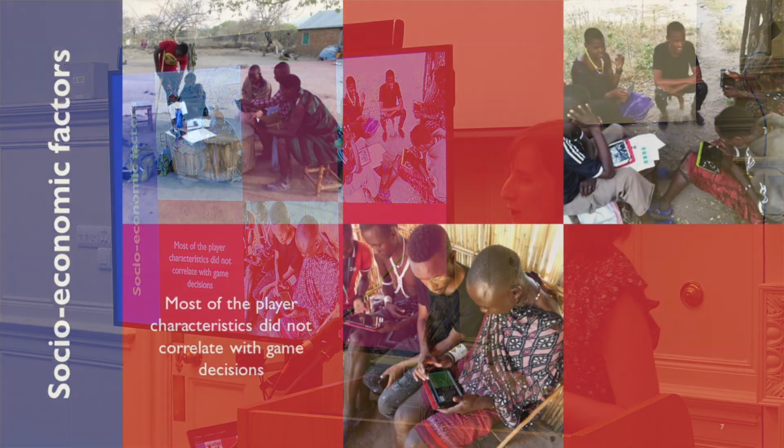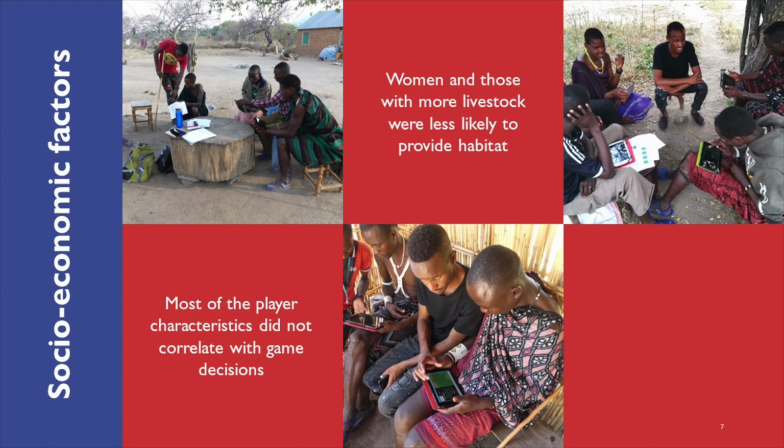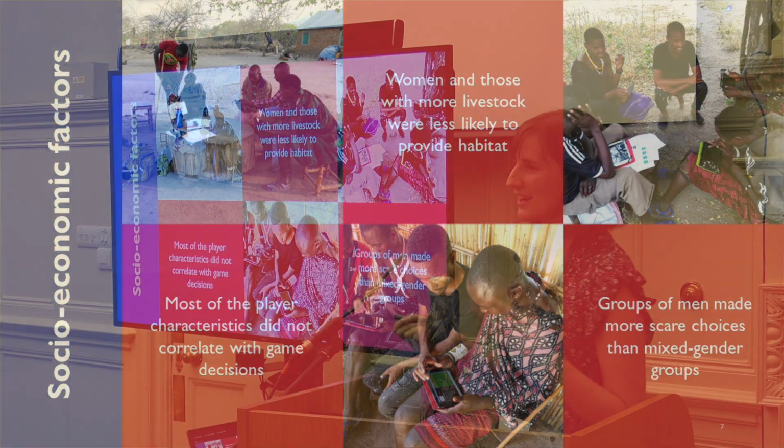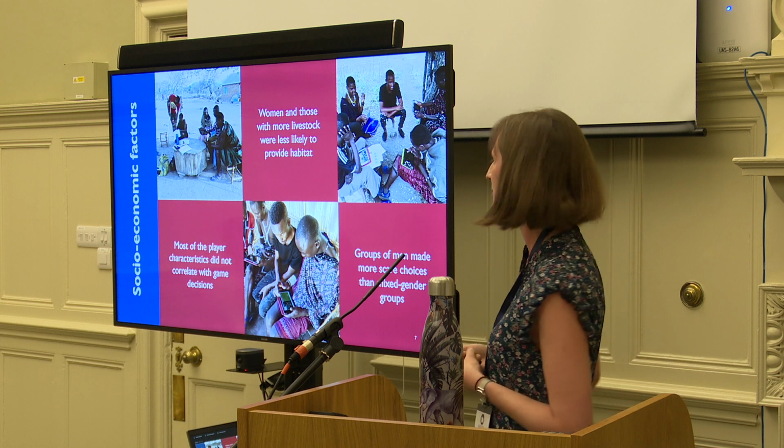In terms of the socioeconomic factors, what we found was that actually most of the player characteristics did not correlate with the game behaviour, which was interesting. So there was some evidence of weak correlations between gender and number of livestock owned and decisions to provide habitat. However, as you saw, our sample size of women was very small, so this would be something interesting to look into a bit further, because we also found that groups of men made less scared decisions than mixed gender groups. So there seems to be some gender artifacts in there, but would require a more diverse sample of people.